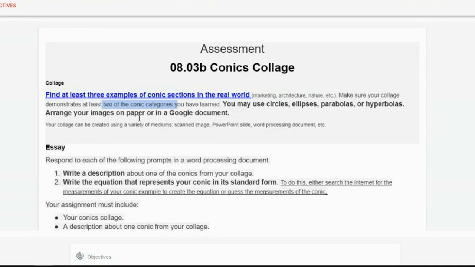Put your images on paper or in a Google document. Like I say, it's probably easier to just copy and paste them into a Google document. So you can create it using however you want to: scanned image, PowerPoint slide, word processing, Google document, whatever. But you're going to get these pictures together.